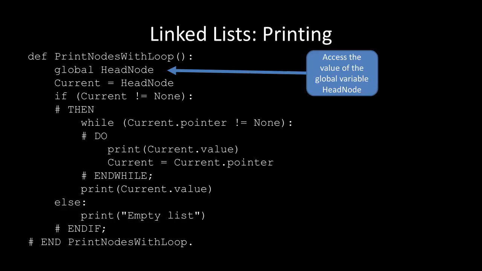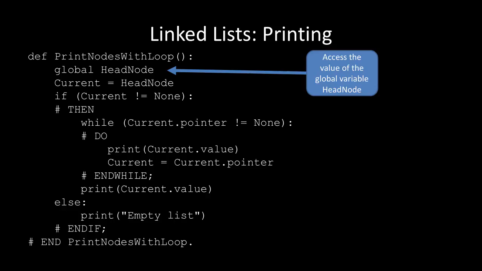If it's not an empty list though, then we're going to have a loop, and we're going to keep on looping until we get to the end of the list. We're going to print out the first value in the list, and then we're going to move the current pointer from the first node to the next node, and we just say current gets the value of current.pointer. So if I'm at node number 1, I have two things in it, a dot value and a dot pointer. Node dot pointer, I beg your pardon, is the next node in the list.